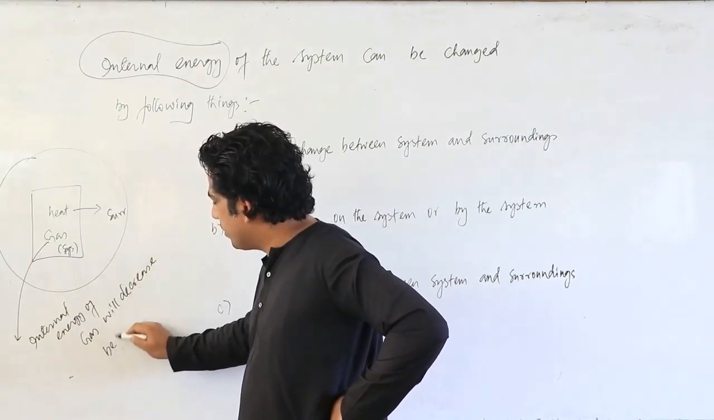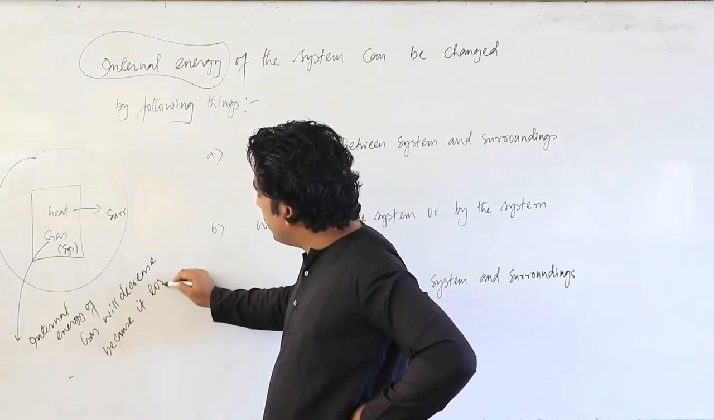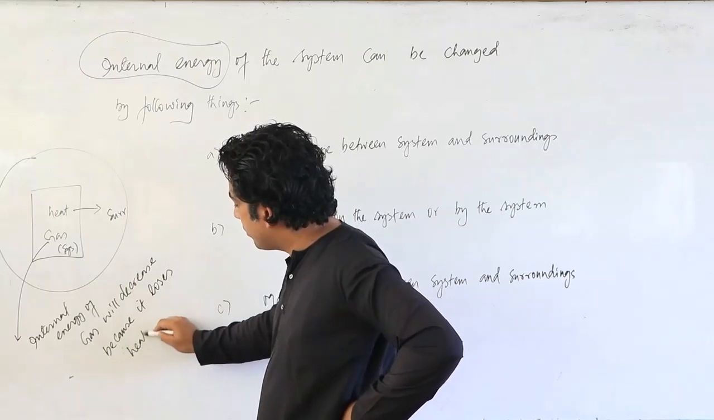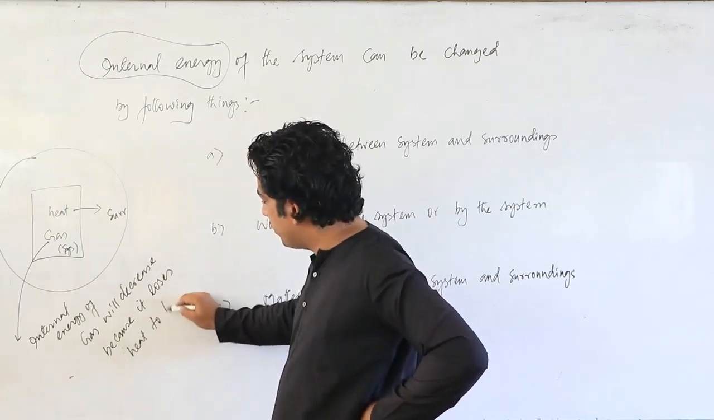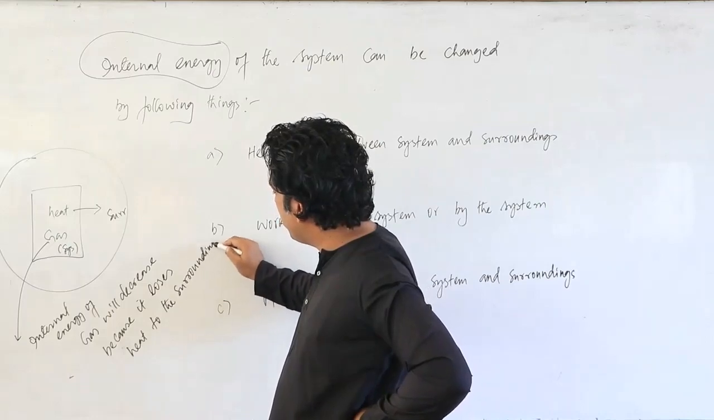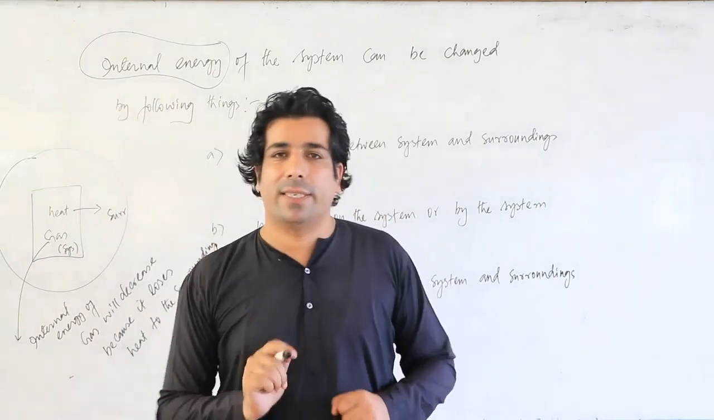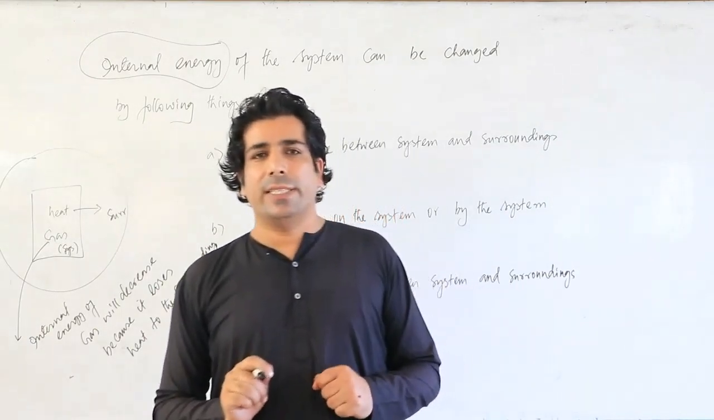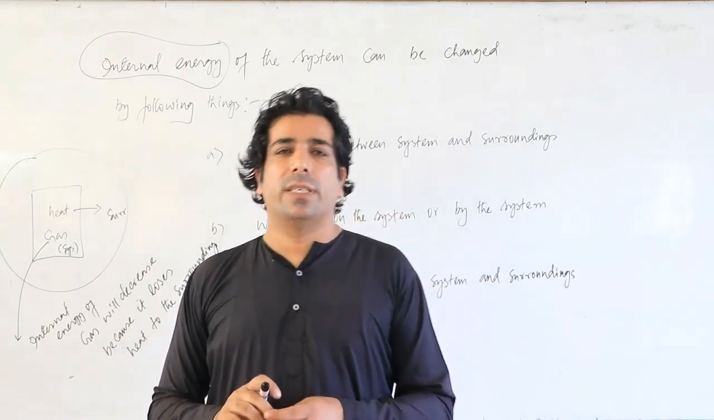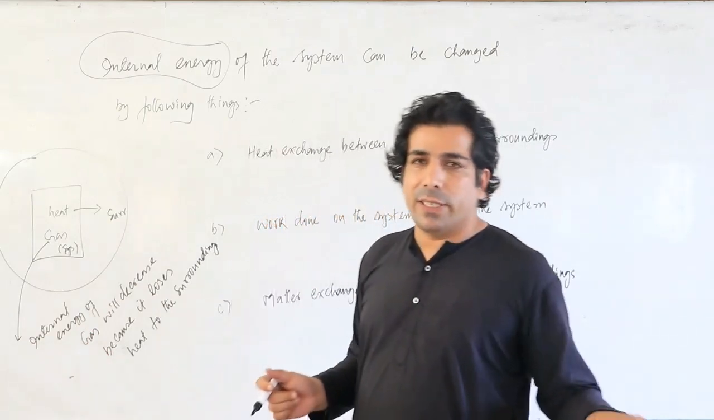Why? Because it loses heat to the surroundings. So this guy is losing the heat to the surroundings. So if a system loses heat to the surroundings, then the internal energy of the system will obviously decrease. Now, the reverse is also true.